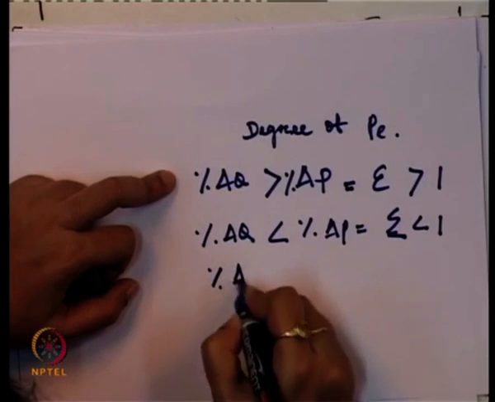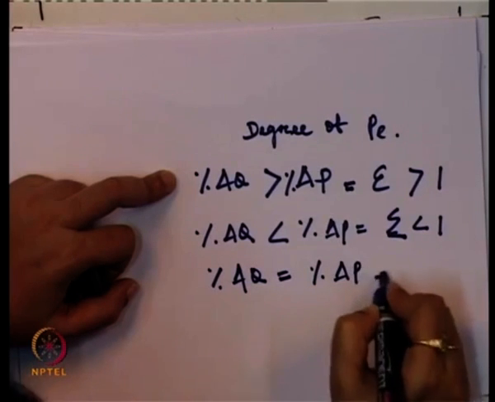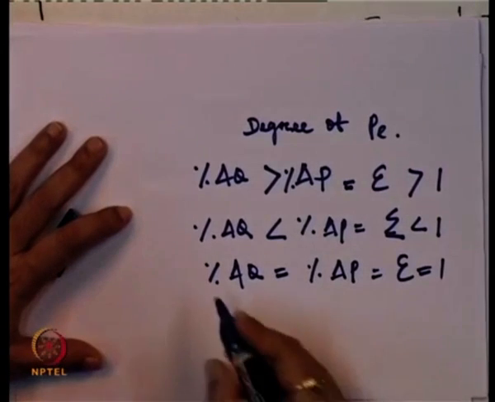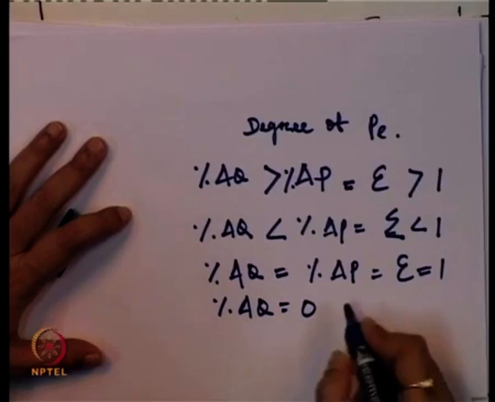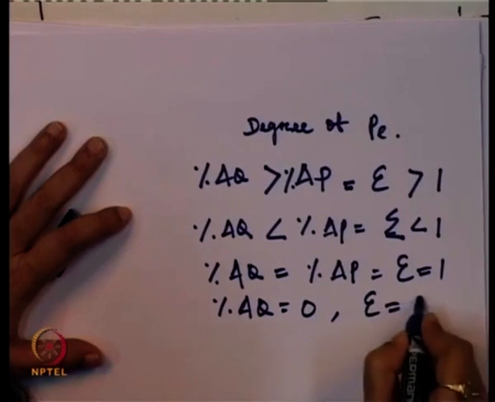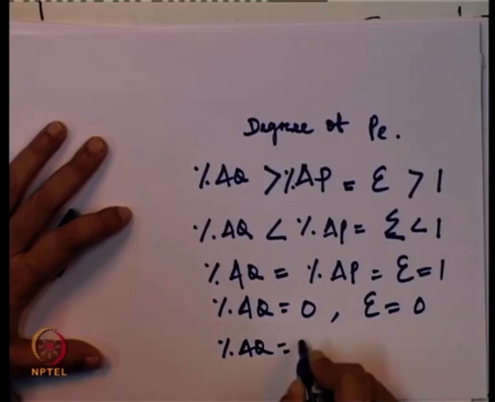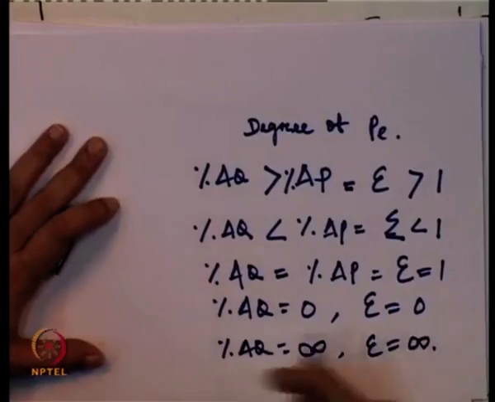When proportionate change in the Q is equal to proportionate change in the P, in this case E takes a value which is equal to 1, and proportionate change in the Q is basically 0. In this case elasticity is equal to 0, and proportionate change in the Q is infinite. This is the case where the elasticity is equal to infinite.